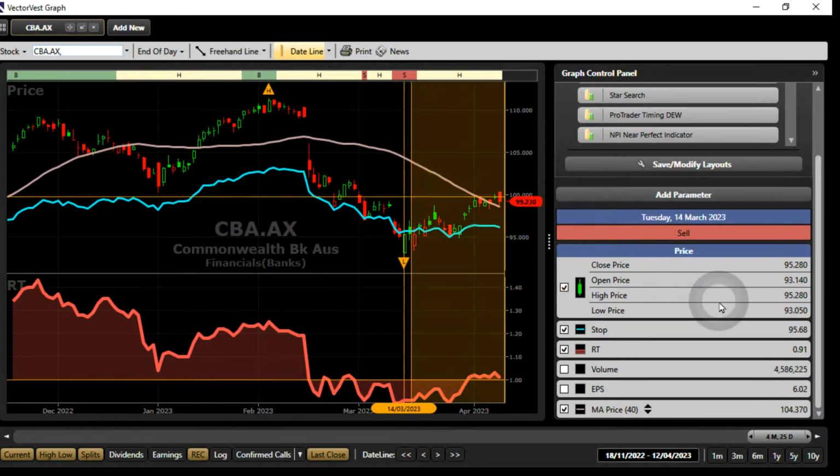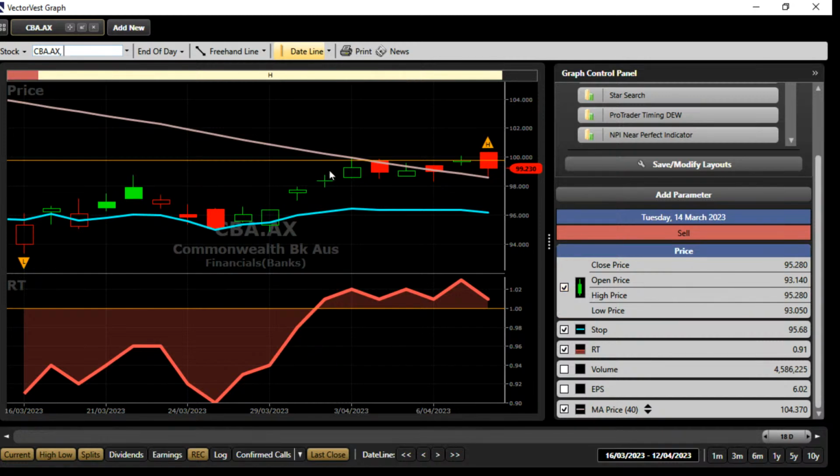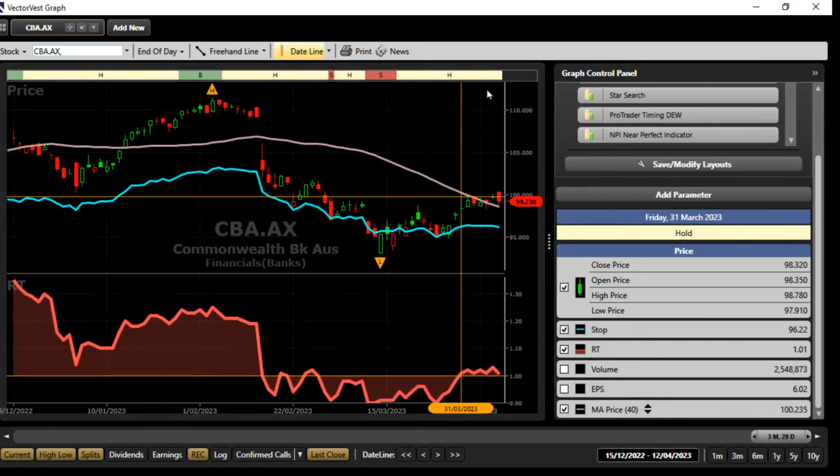And here we're starting to see the turnaround. Look at that. Price is breaking up above the stop, breaking up above the 40-day moving average, and relative timing is starting to break above 1 again. Okay, it hasn't quite got a buy rating just yet. So for those that are more conservative, you might want to wait until that buy rating pops up again. All right, so there we are. You can just plug in your stocks and apply the 4 tips to protecting your profits.